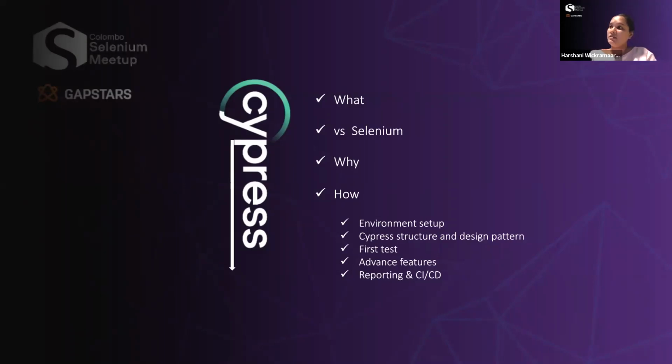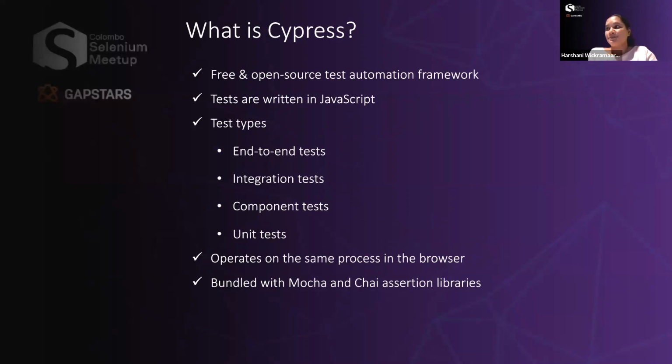So first things first, what is Cypress? Cypress is a free and open source tool written in JavaScript. Developers can also use Cypress because it's focused on test-driven development. They can test their application while they build it. So it covers unit testing, component testing, end-to-end testing, and integration testing.